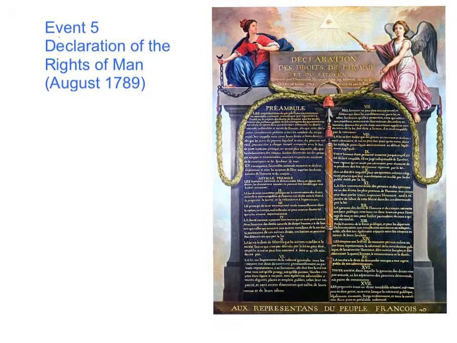This now brings us to Event 5. So we've had the Estates General, then the Tennis Court Oath, then the storming of the Bastille, the Great Fear, and now Event 5, the Declaration of the Rights of Man.